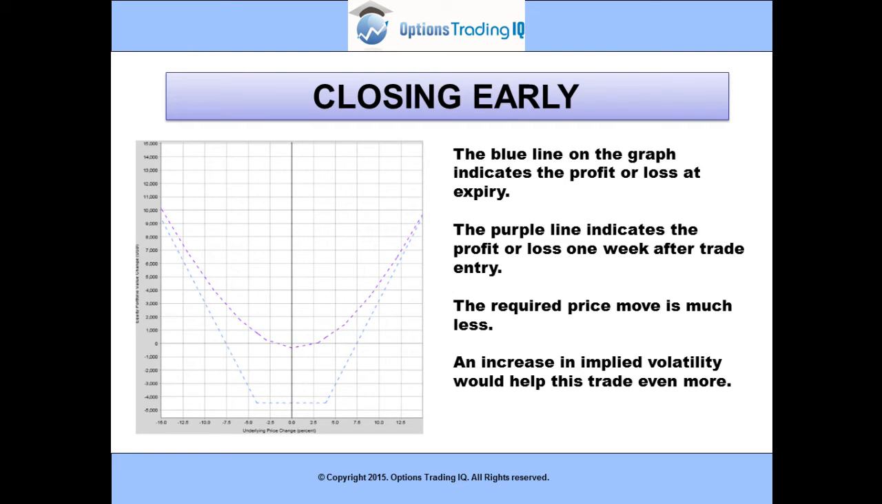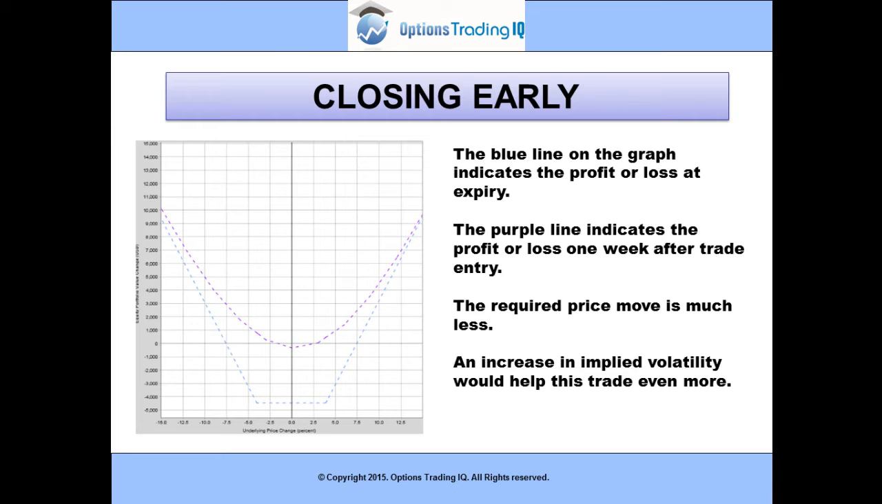Closing early for a profit is possible, as I mentioned before. As you can see here, the blue line on the graph indicates the profit or loss at expiry, so that's our typical looking long strangle trade. Now the purple line that you see there indicates the profit or loss 1 week after trade entry. Now that's assuming that all other factors are the same, so the stock price hasn't moved, etc. So you can see that after 1 week, the required price move in order to make a profit is much less.